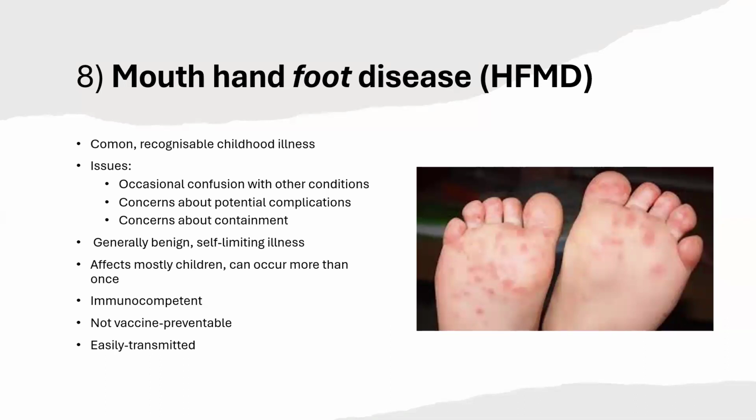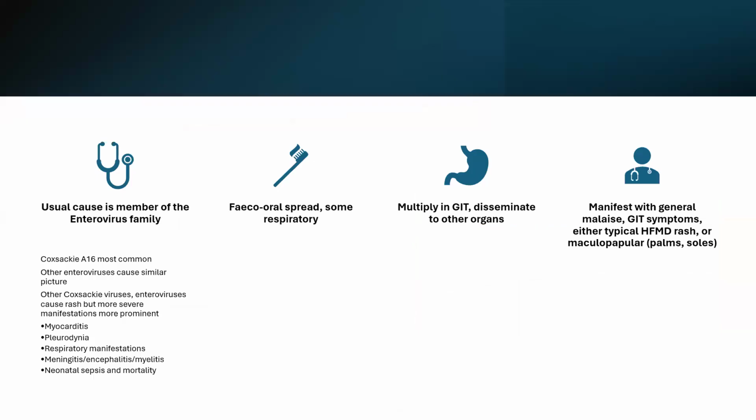It affects mostly children, but sometimes can affect an adult, and it can affect people more than once if they get a different virus that also causes the picture. It affects immunocompromised or at-risk, but immunocompetent children as well. It's not vaccine preventable, and we know it's easily transmitted. The usual cause is a member of the enterovirus family, and Coxsackie A16 is the most common candidate, the most common organism, but other enteroviruses can cause a similar picture.